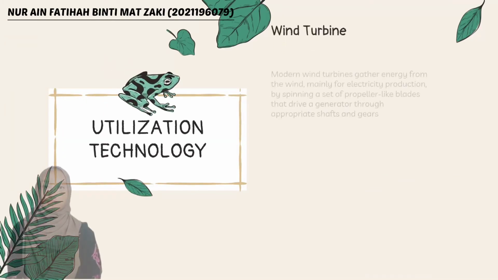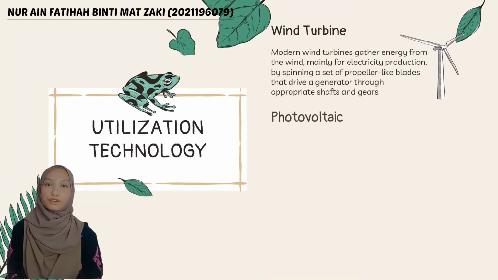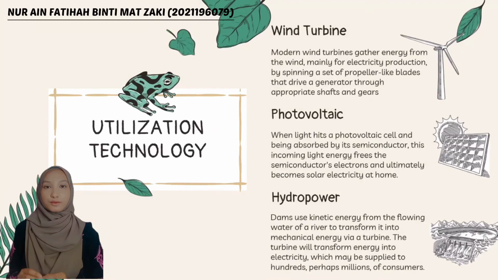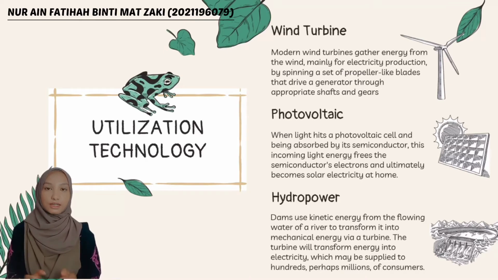This section aims to show the utilization technology for each type of alternative energy proposed in this project. We can use wind turbines to utilize the wind energy. Wind turbines can help to gather the wind energy by the spinning blades that drive a generator through appropriate shafts and gear. The energy generated is in the form of electrical energy.